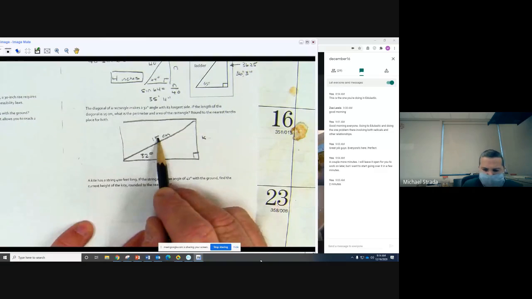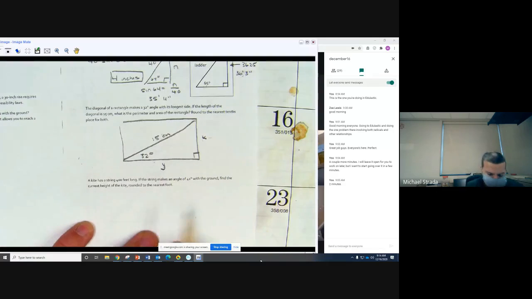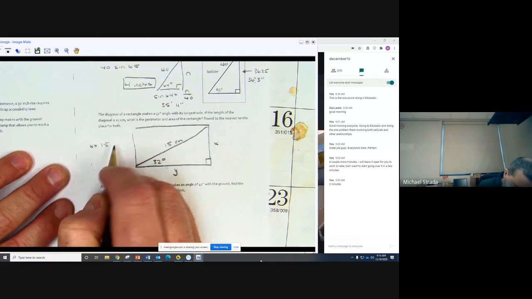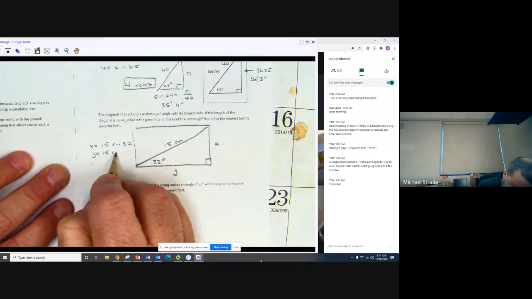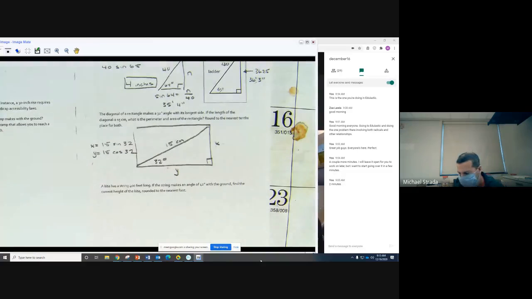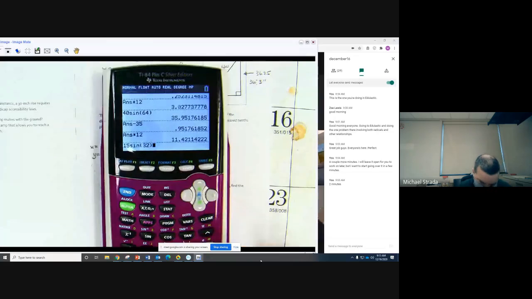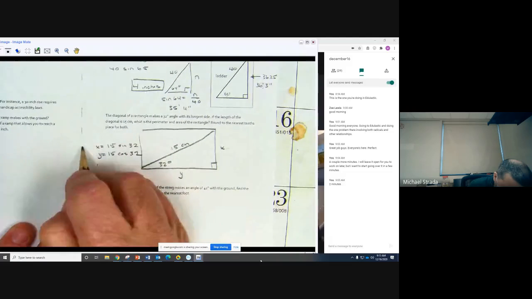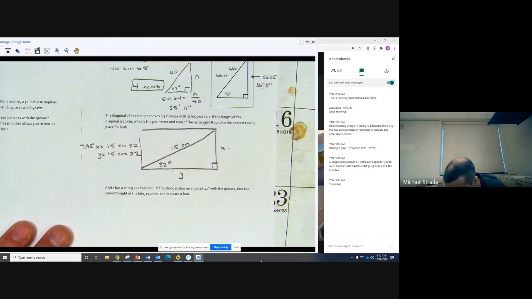So x is the opposite over hypotenuse, so I'm going to use sine. Y is the adjacent over the hypotenuse, so I'm going to use cosine. So x is going to be 15 sine 32, and y is going to be 15 cosine 32. When I do 15 sine 32, I get 7.9487, so I'm going to round that to 7.95. When I do 15 cosine 32, I'm going to get 12.72.